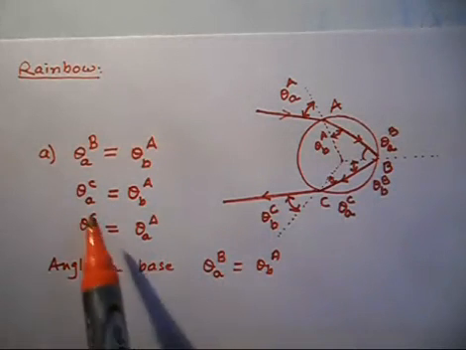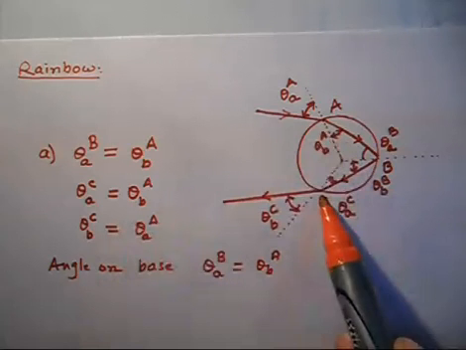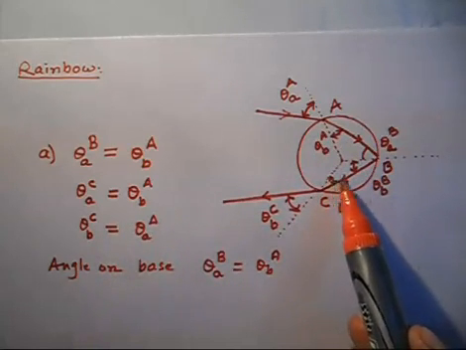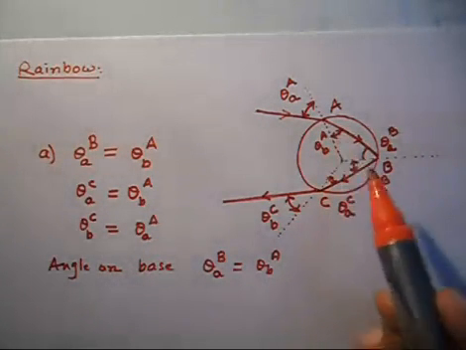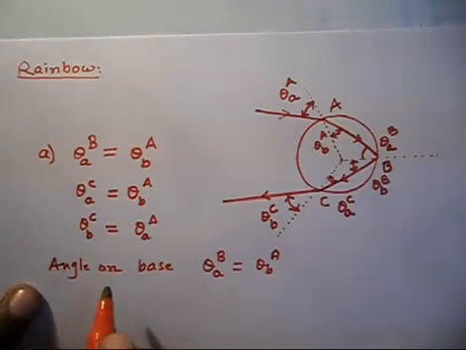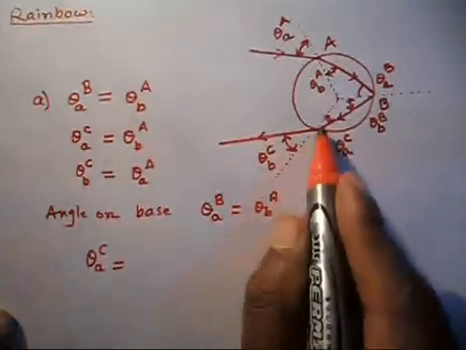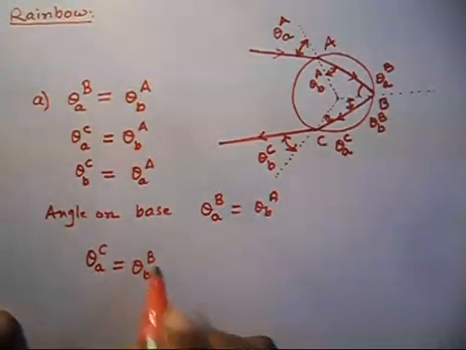Now you have to prove theta A at C is the same as theta B at A. So this angle is theta. Now you see this angle should be equal to theta, because again we have a triangle with two equal sides. So I can say theta A at C is equal to theta B at B.